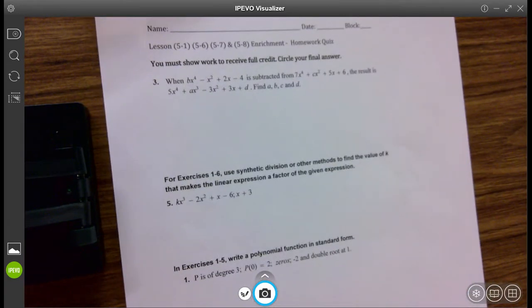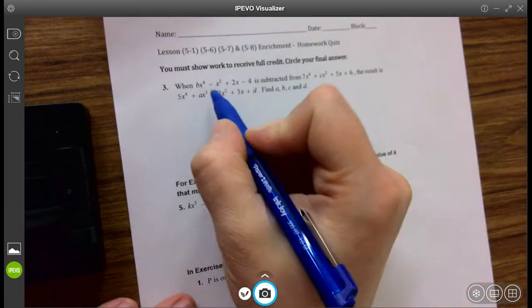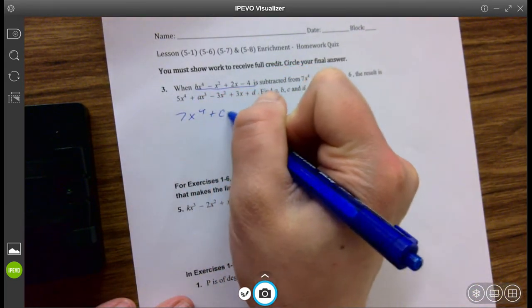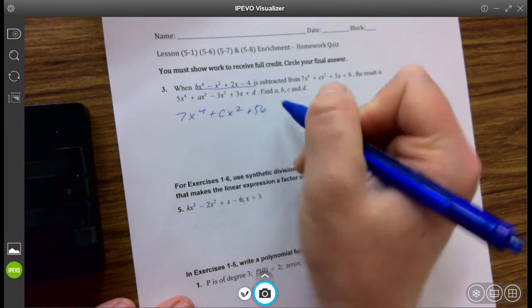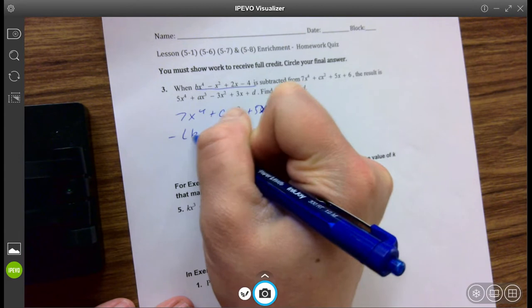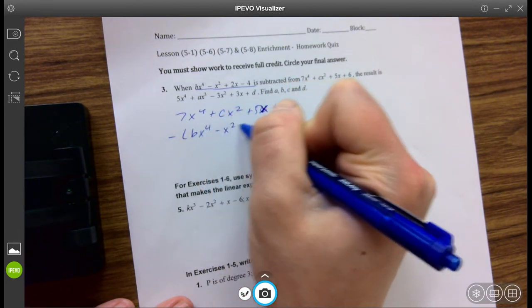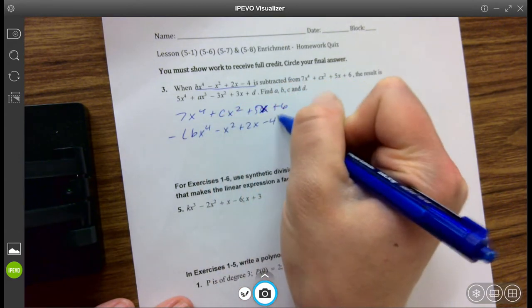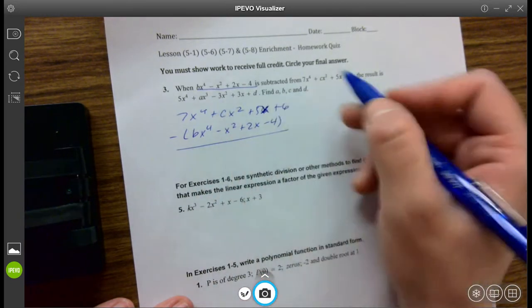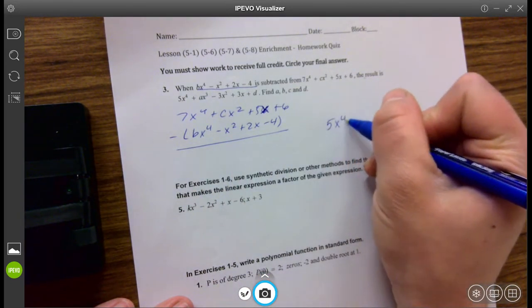All right, on the back, we have another one. It says, when this polynomial is subtracted from this, meaning this is where we started, the result is this. This is what we should get.